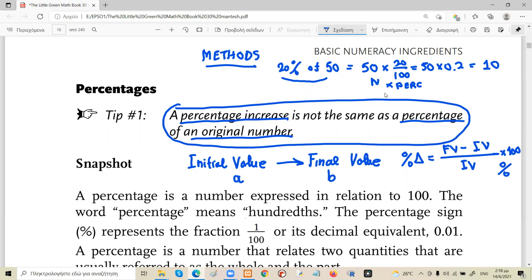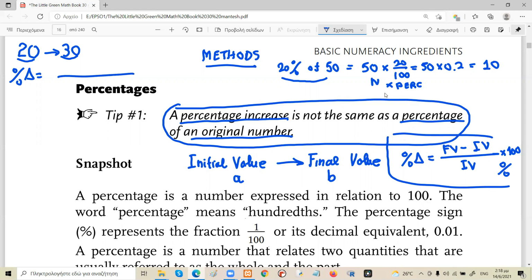So for example, you have a price that goes from 20 to 30. What is the percentage increase? This is the initial value, this is the final value. If you look at the formula here, this is the final value, that's 30, minus the initial value, that's 20, divided by the initial value, that's 20, times 100, and the whole thing percent. How much is that? 30 minus 20 is 10. 10 over 20 is half, times 100%.